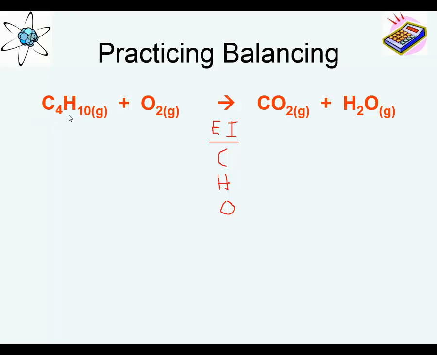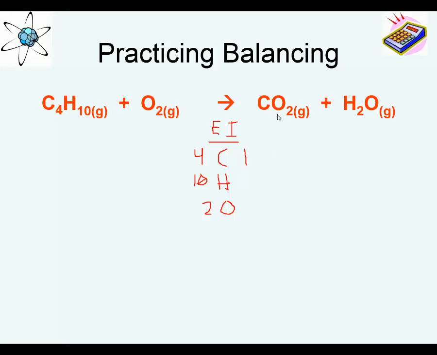Now, all my coefficients in the skeletal equation are 1 if they're not shown. So I have 1 times 4 gives me 4 carbon atoms to begin with. 1 times 10 gives me 10 hydrogen atoms to begin with. 1 times 2 gives me 2 oxygen atoms to begin with. On the product side, I have 1 times 1. If a subscript's not shown, we assume it's a 1. So there's 1 carbon atom. So right away I can tell that this isn't balanced yet.